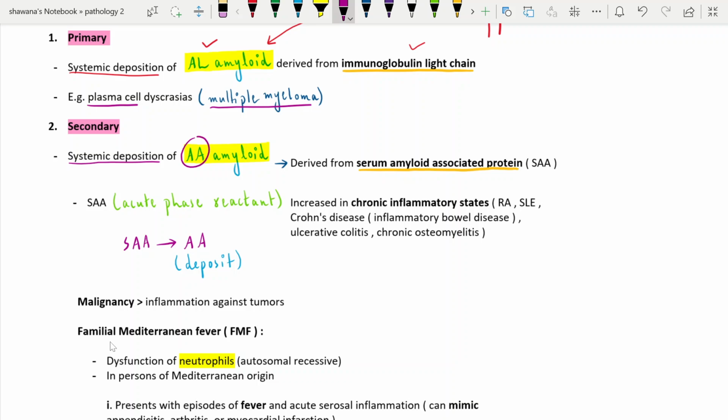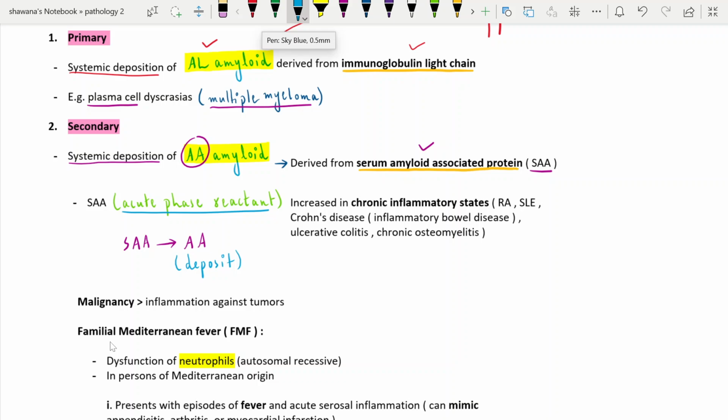AA amyloid is derived from serum amyloid associated protein, SAA. SAA holds a very important place in case of inflammation. SAA is an acute phase reactant. What is an acute phase reactant? Acute phase reactants are those substances or chemicals that are produced in acute inflammation, the first line signals or first line chemicals that are produced in case of inflammation.